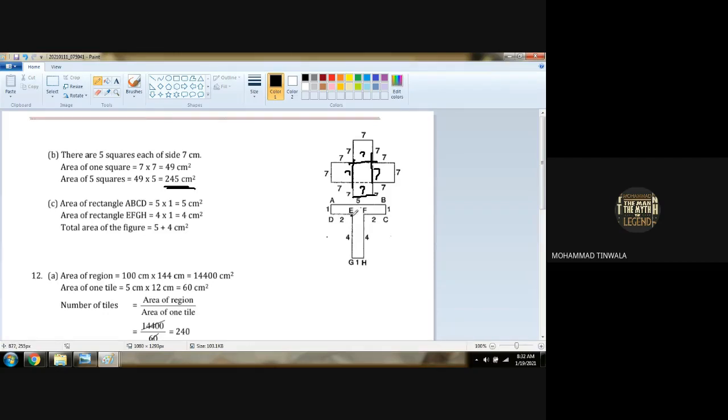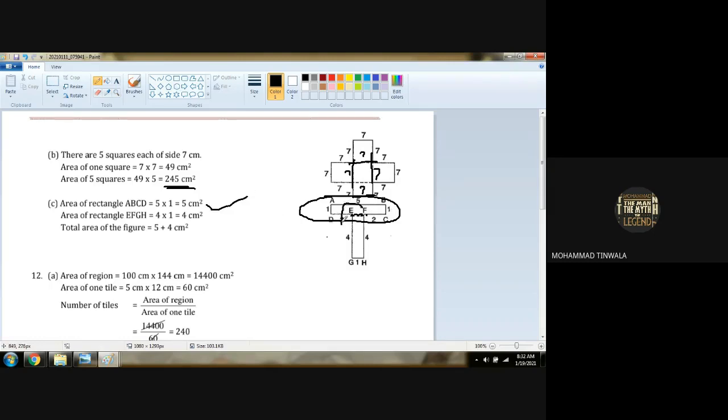Now can I join here like this? Now we got 2 rectangles. What is the area of the rectangles? Again, length and breadth. So we are talking about ABCD. So 5 is length and 1 is breadth. So 5 ones are 5 square centimeter, first one.